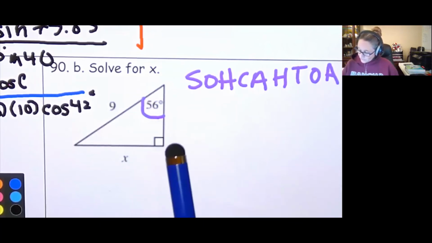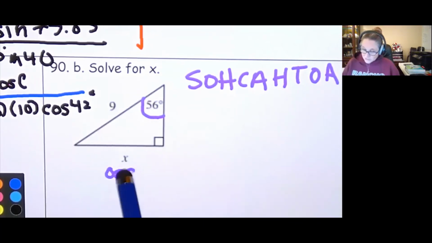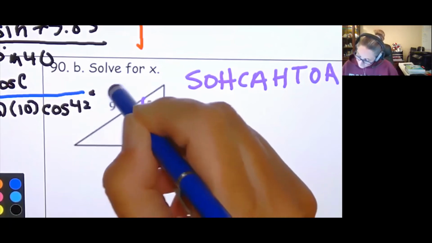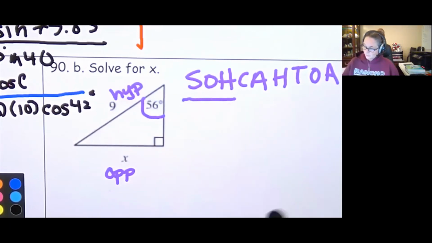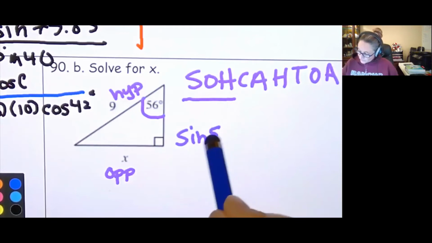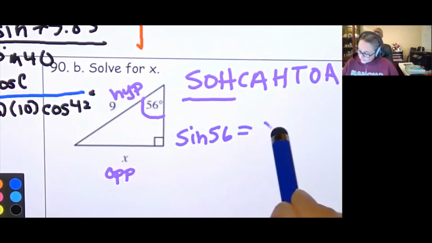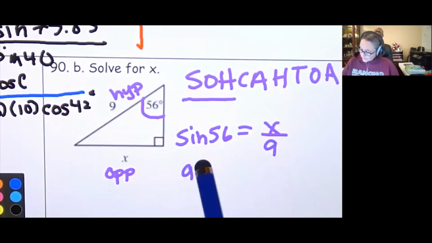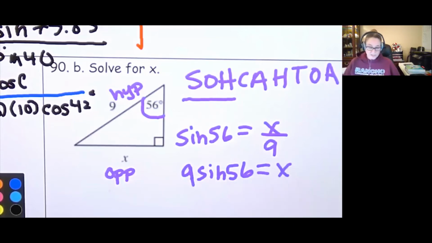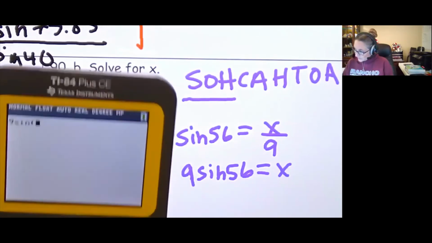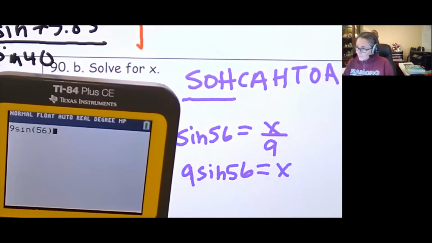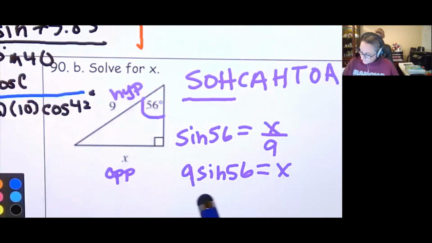So I know my 56. This is going to be opposite of my 56, and this is going to be my hypotenuse. So opposite and hypotenuse is sine. So I'm going to go sine of 56 is equal to x over 9. 9 sine of 56 is equal to x, and I'm going to put that into my calculator. So 9 sine of 56, and I end up with 7.46. 7.46 is our x.